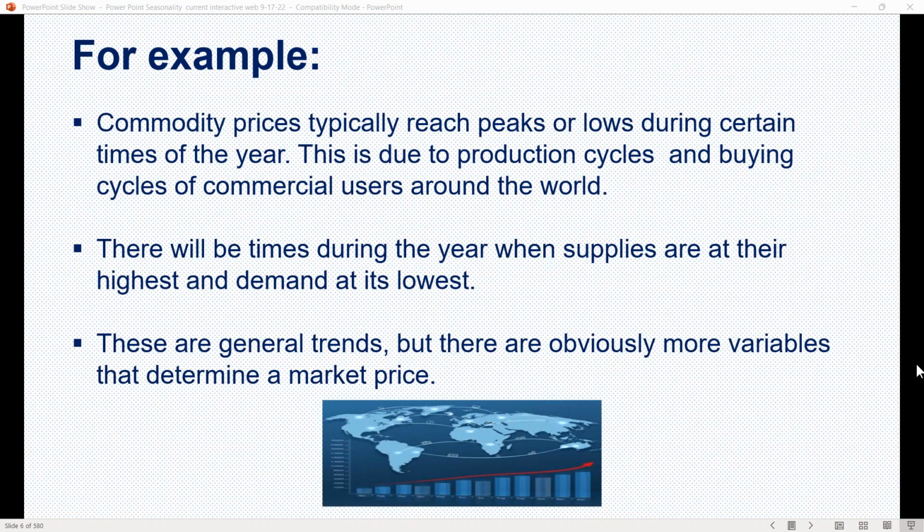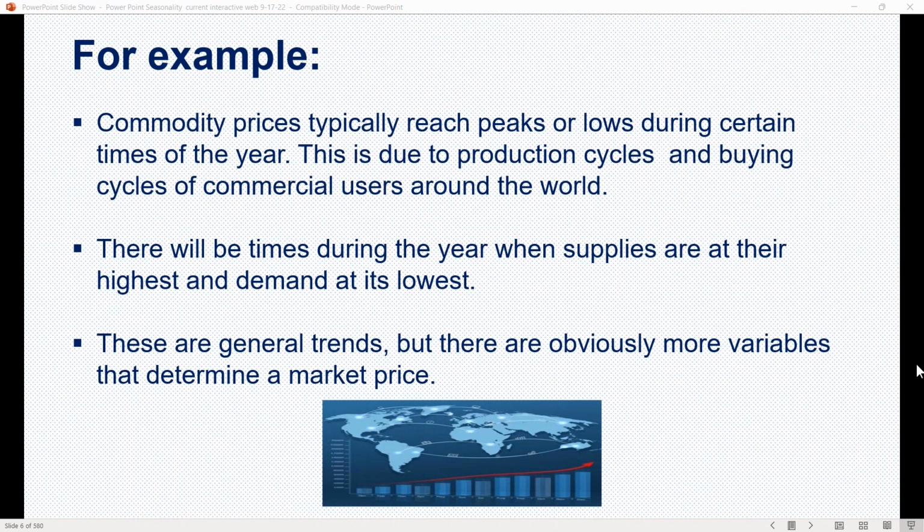So commodity prices, for example, will reach peaks or lows during certain times of the year. This is going to be due to fundamental factors like production cycles, buying cycles of commercial users around the world, et cetera, and consumption. So there are going to be times during the year when supplies are at their highest and demand is at the lowest. So these can really affect seasonal trends.